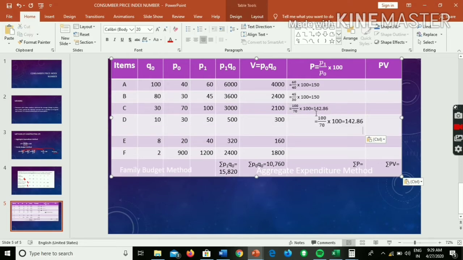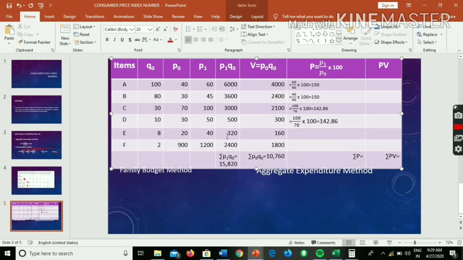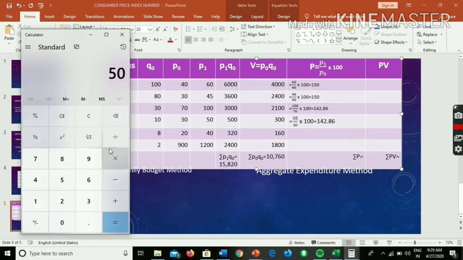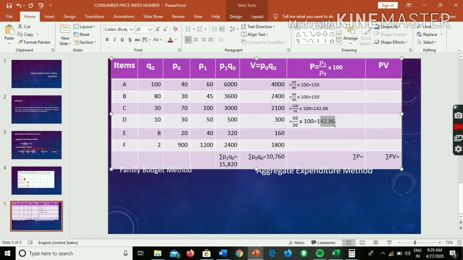Next, 50 divided by 30 into 100. 50 divided by 30%, that is 166.67.